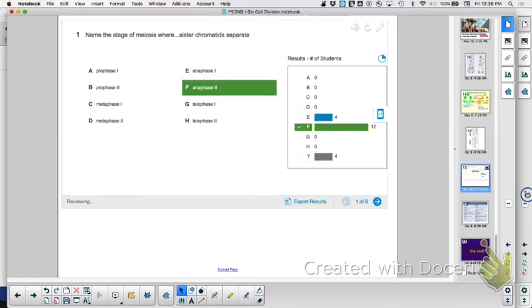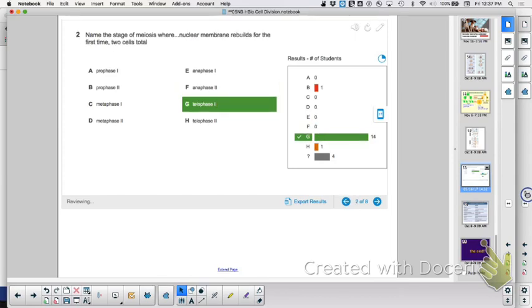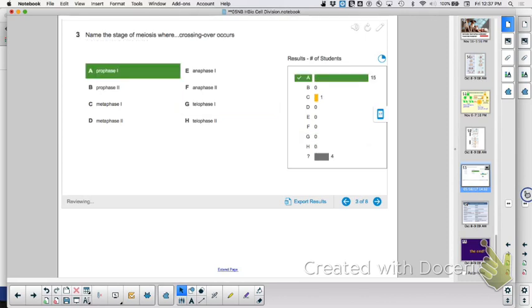Okay, sister chromatids separate. If you're separating the sisters, it's got to be anaphase 2. Nuclear membrane rebuilds for the first time, 2 cells total. That's got to be telophase 1 because it's rebuilding for the first time. 2 nuclei at telophase, so we're rebuilding the nuclei the first time, so it's got to be telophase 1.